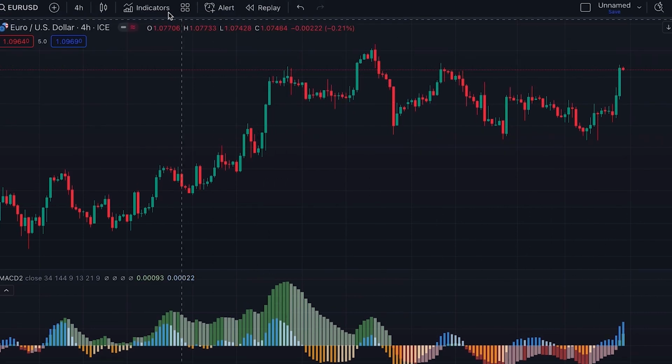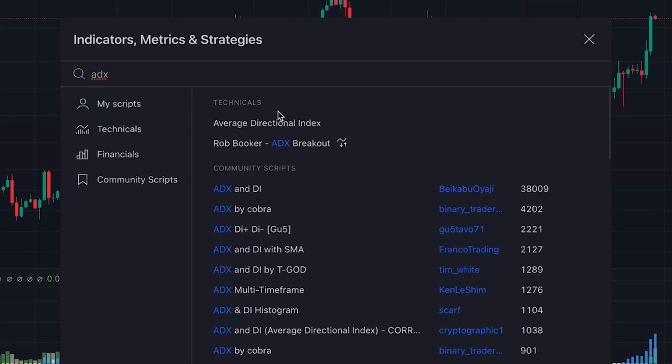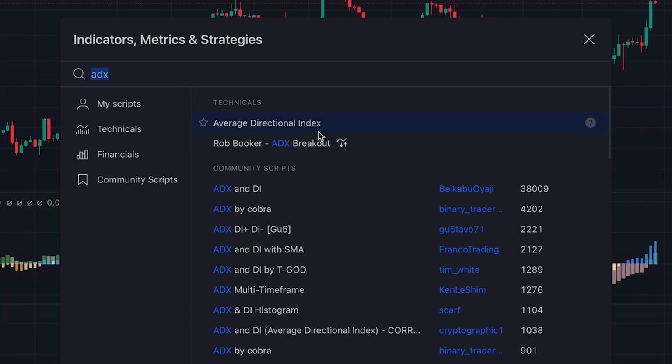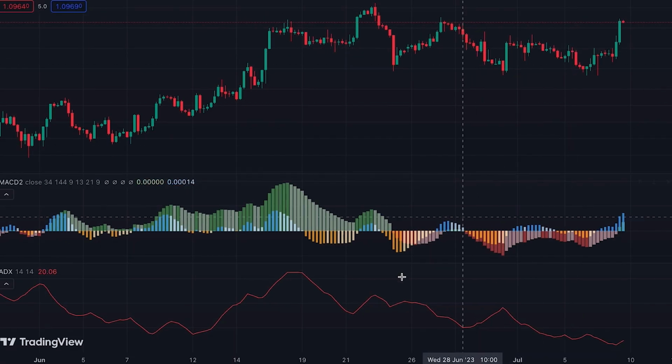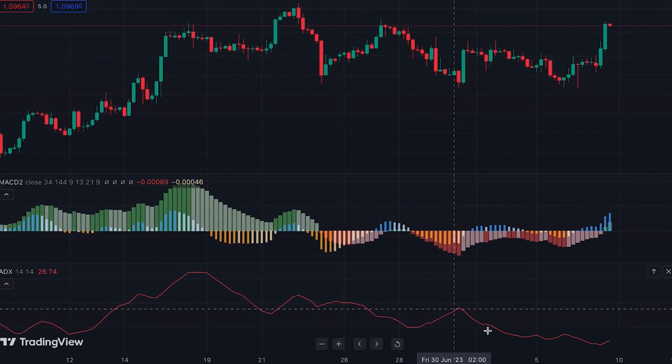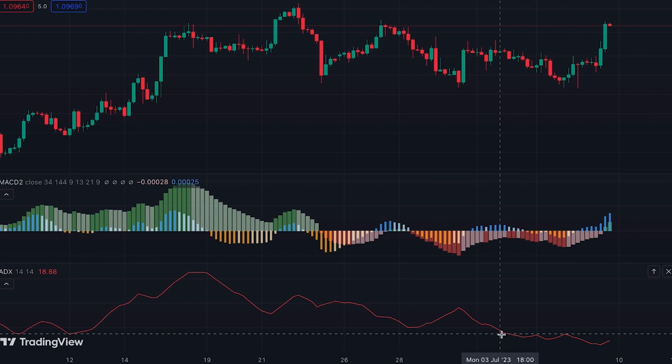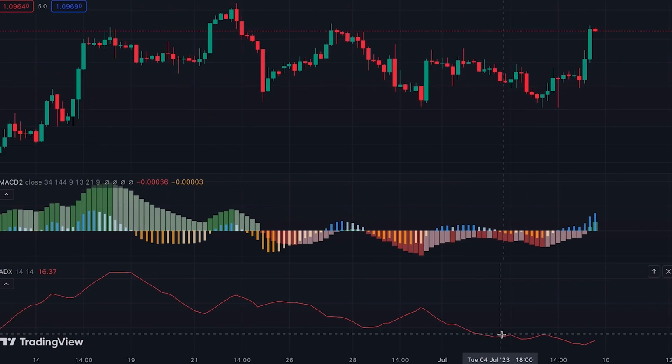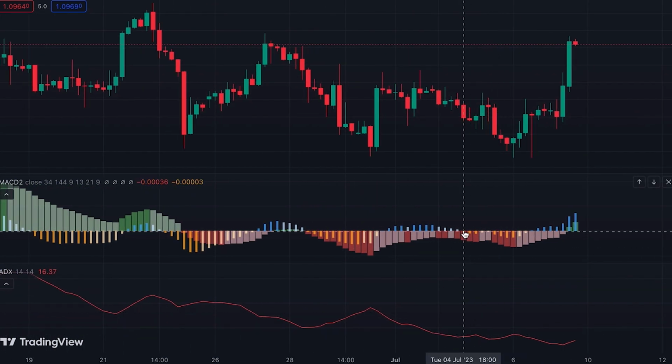You can use some indicators like ADX, this one, the average directional index, which help you to know when the market is trending or not trending. If you're familiar with this indicator, you know that when the ADX line is below 20, it shows that the market is not trending. And for example, we could easily avoid this false signal because the ADX line is below 20.